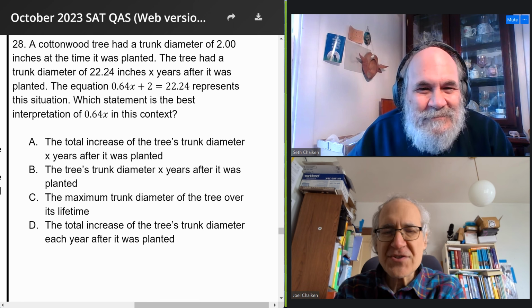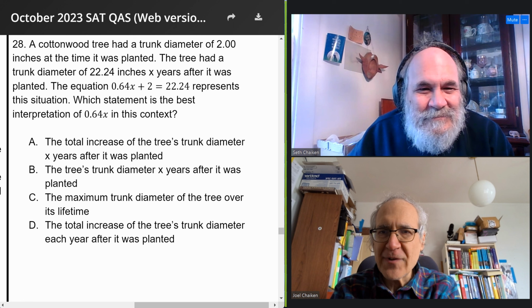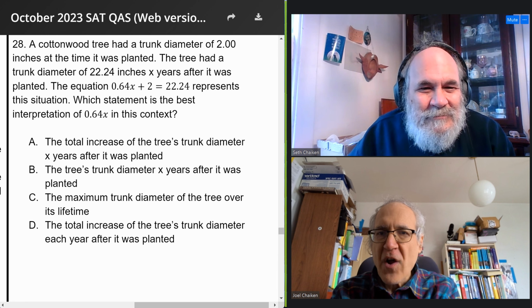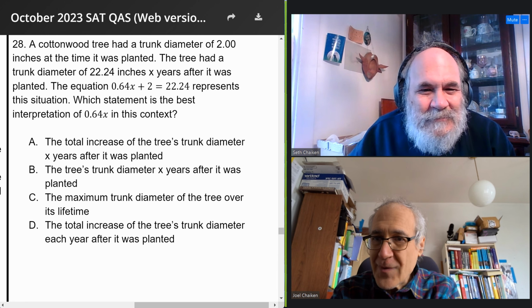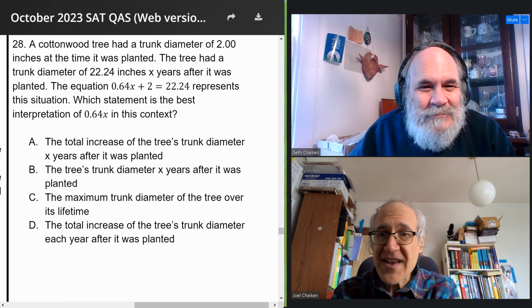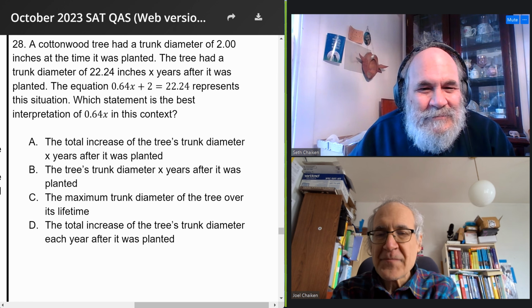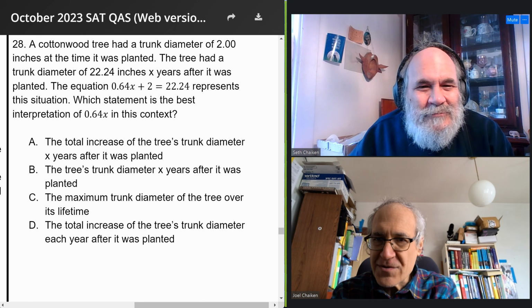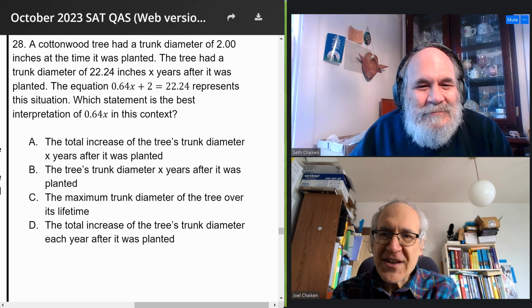Here's our question. Please try it. Pause the video, come back, and we will do it here. The cottonwood tree had a trunk diameter of 2 inches at the time it was planted. The tree had a trunk diameter of 22.24 inches x years after it was planted. The equation 0.64x plus 2 equals 22.24 represents the situation. Got it. Which statement is the best interpretation of that?